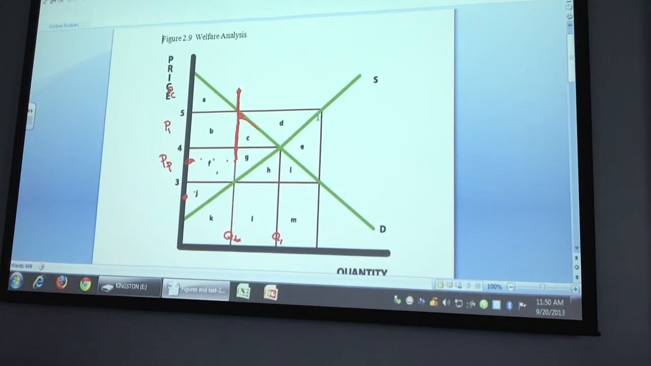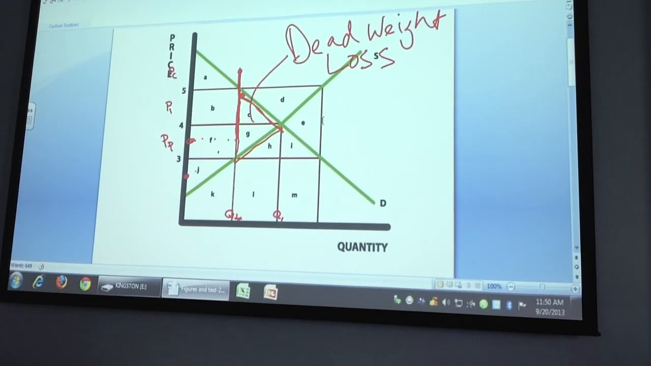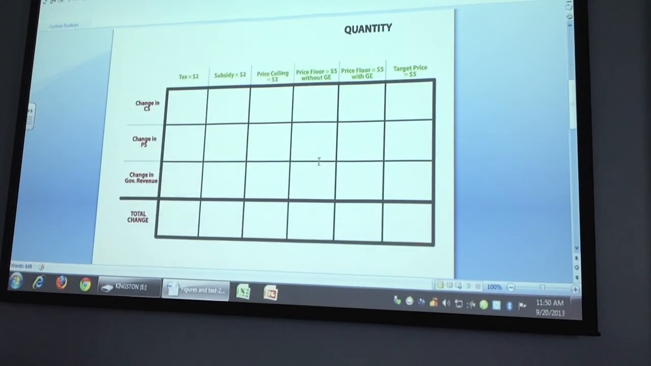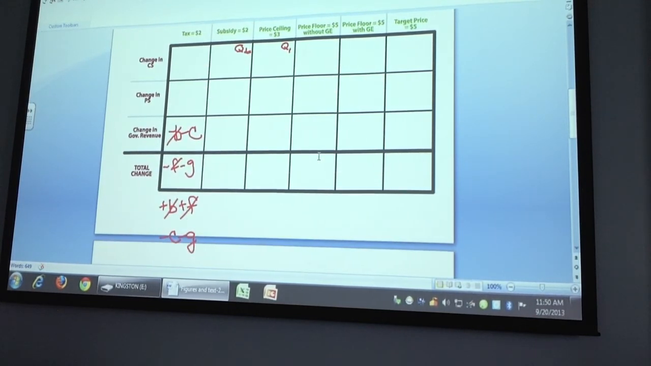Okay, well, this C and G is an amount lost by society called the deadweight loss. Don't scribble this big on your paper. So that C and G area that we lost used to be consumers' and producers'. Now it's nobody's. There's an overall negative effect of C and G for society.